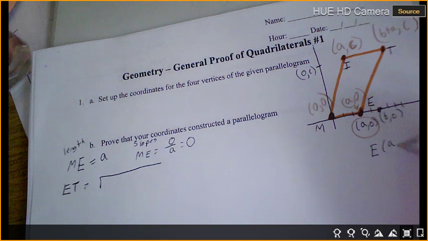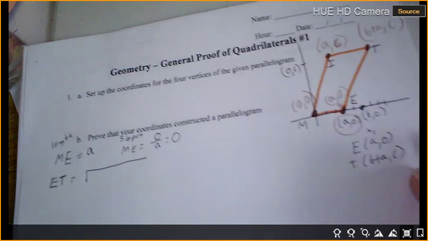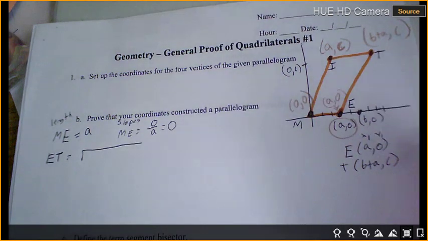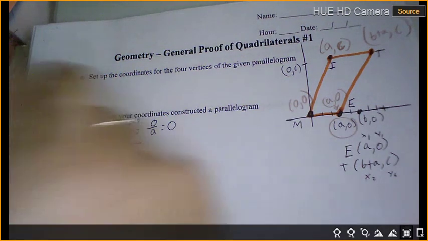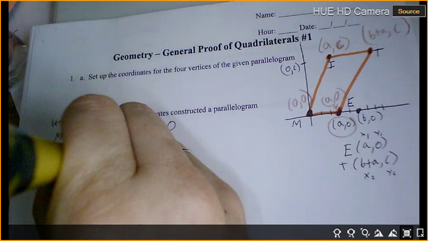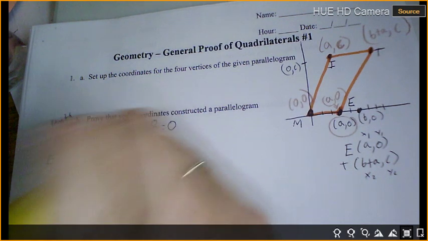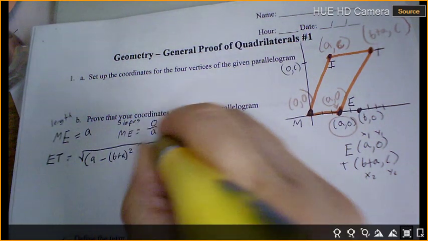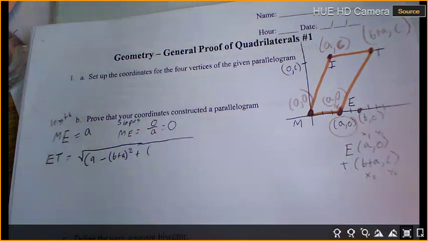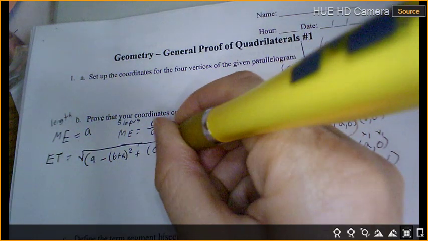So I'm looking at E, which is A comma 0, and T is B plus A comma C. So this is my X1, Y1, X2, Y2. We're going to put it in the distance formula. So we're going to say X1, A, minus X2, in parentheses, B plus A, squared, plus Y1, which is 0, minus Y2, which is C, squared.